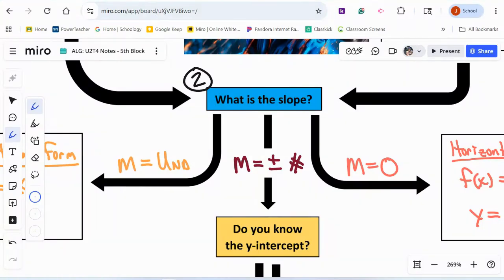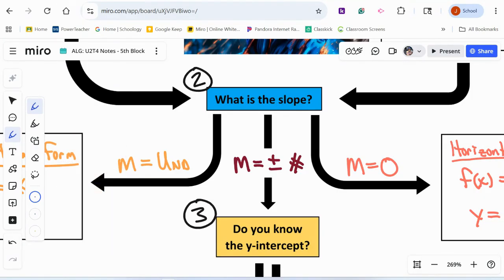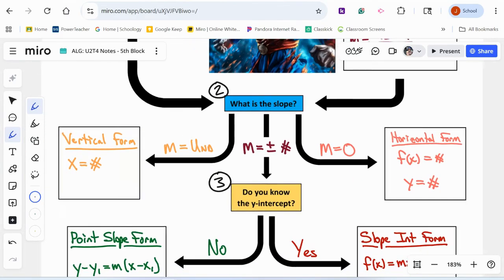Now, there are 4 possible outcomes from the slope. Slope can be positive, that's slope dude going uphill. Slope can be negative, that's slope dude going downhill. Now you can see both of those outcomes, positive or negative, lead us to a third question, which we'll get to in just a minute here.